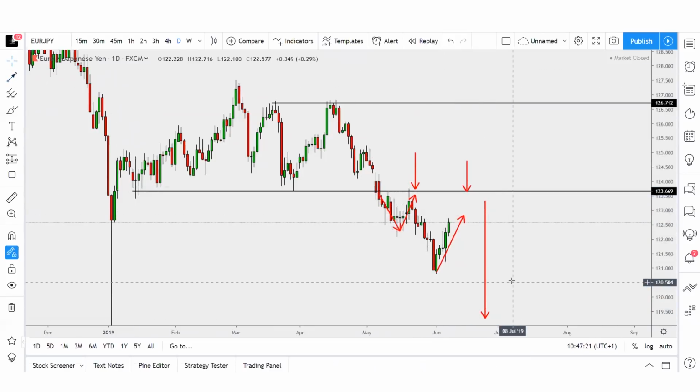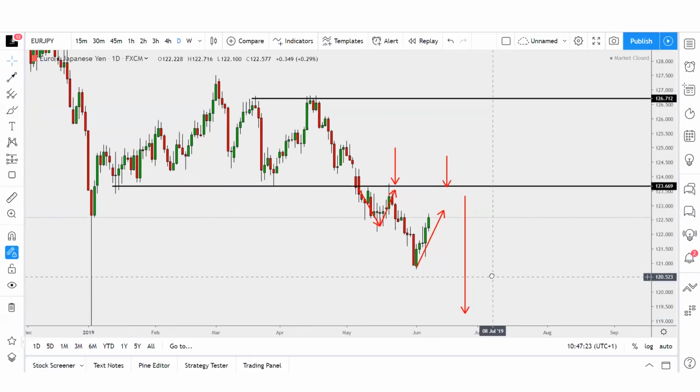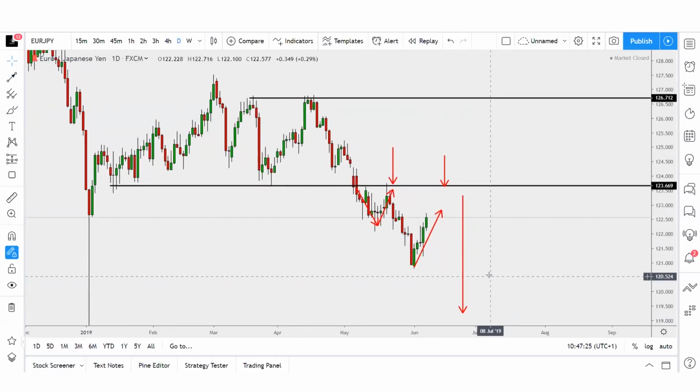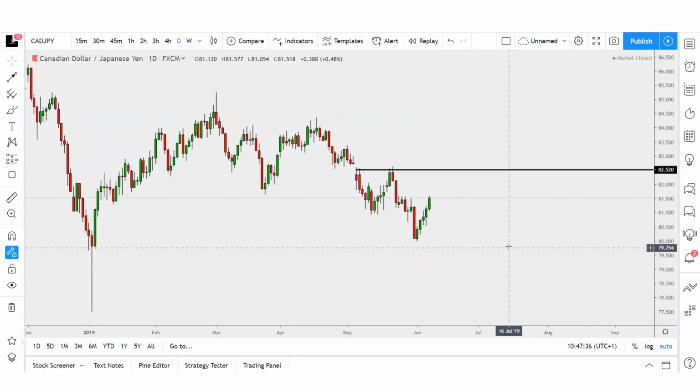Right now, I'd wait patiently for the sell opportunity to develop, and obviously, depending on your strategy, look to get in with a safe stop loss, and then we'll see if we hit our TPs on Euro Yen. But my overall bias is down, just waiting for the information to enter this trade. The next pair we'll take a look at is CAD Yen.